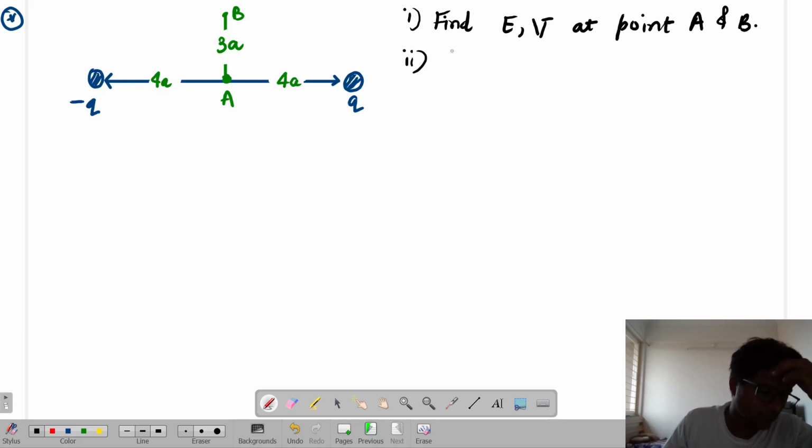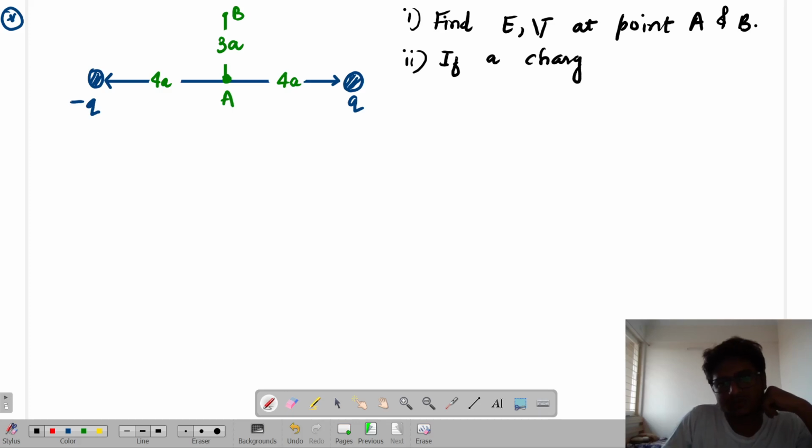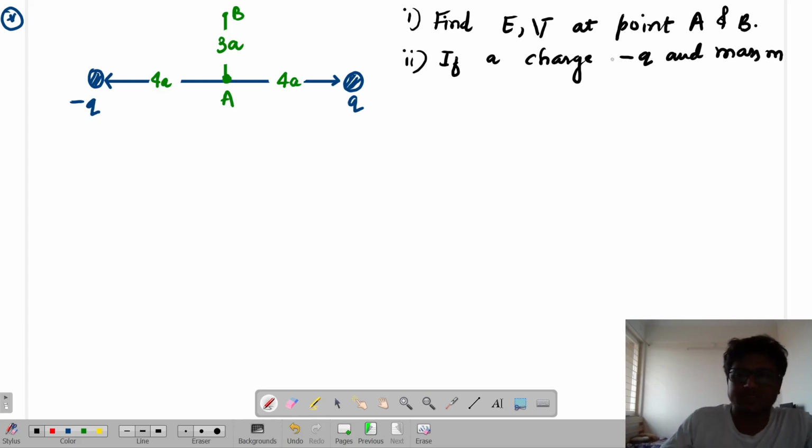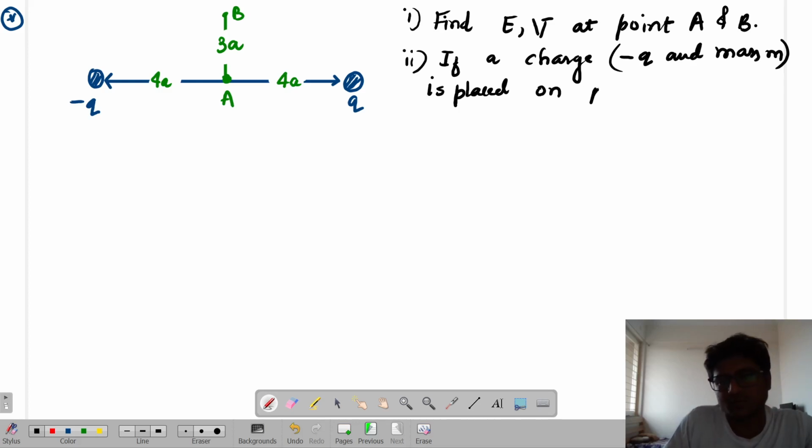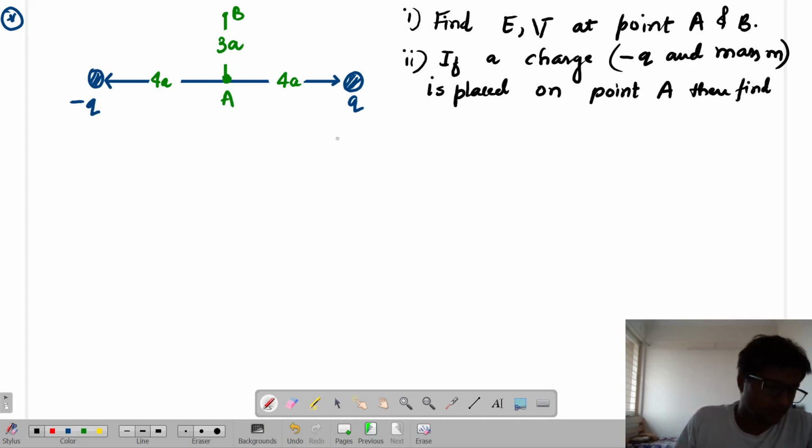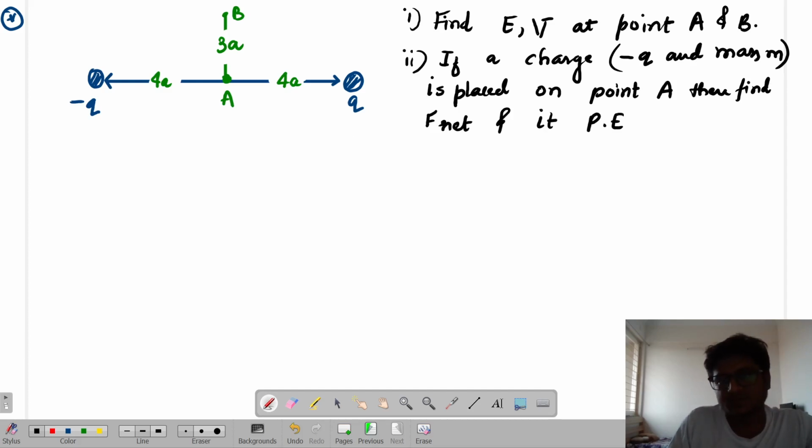Question number 2. If a charge minus Q and mass M is placed on point A, then find F net on it and its potential energy. Got it? Repeat the same for point B.